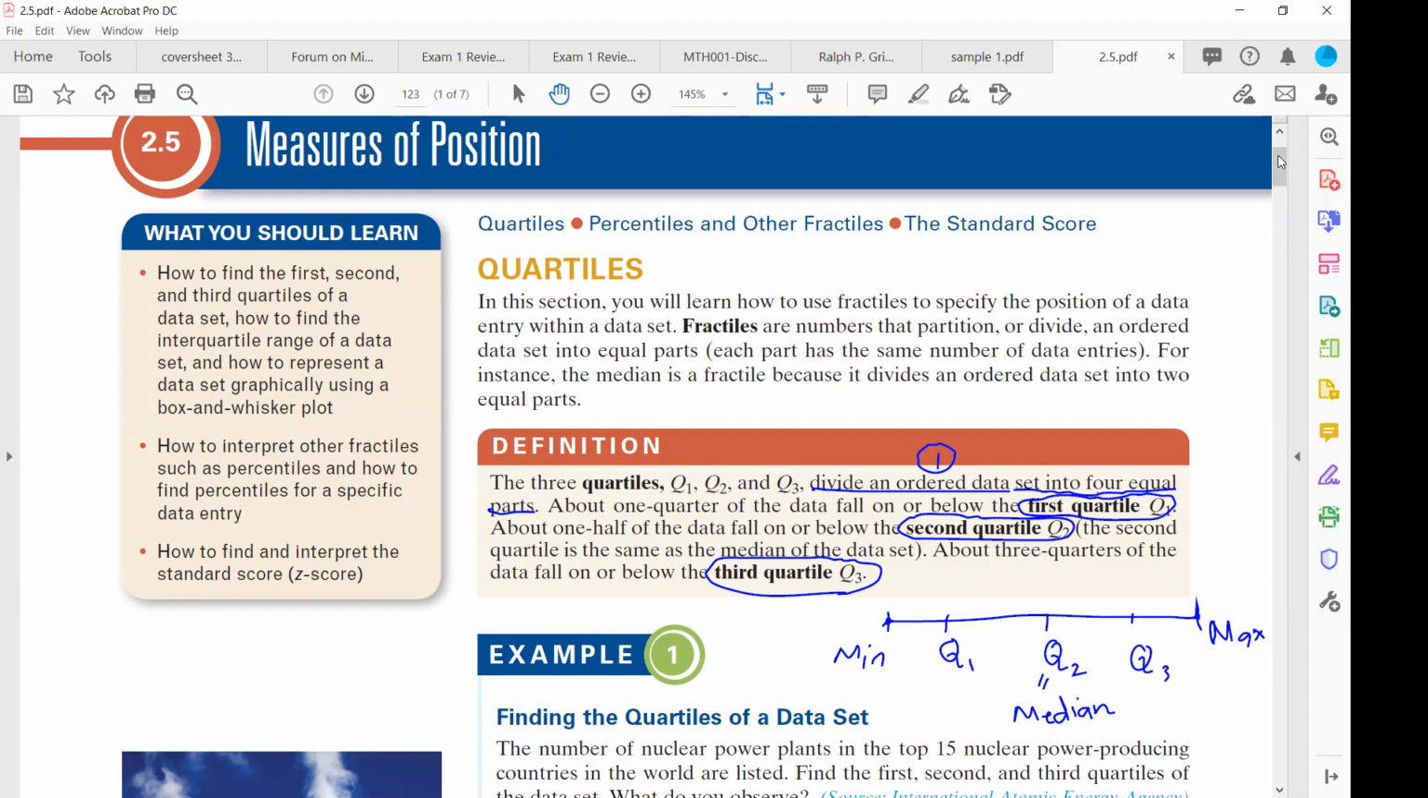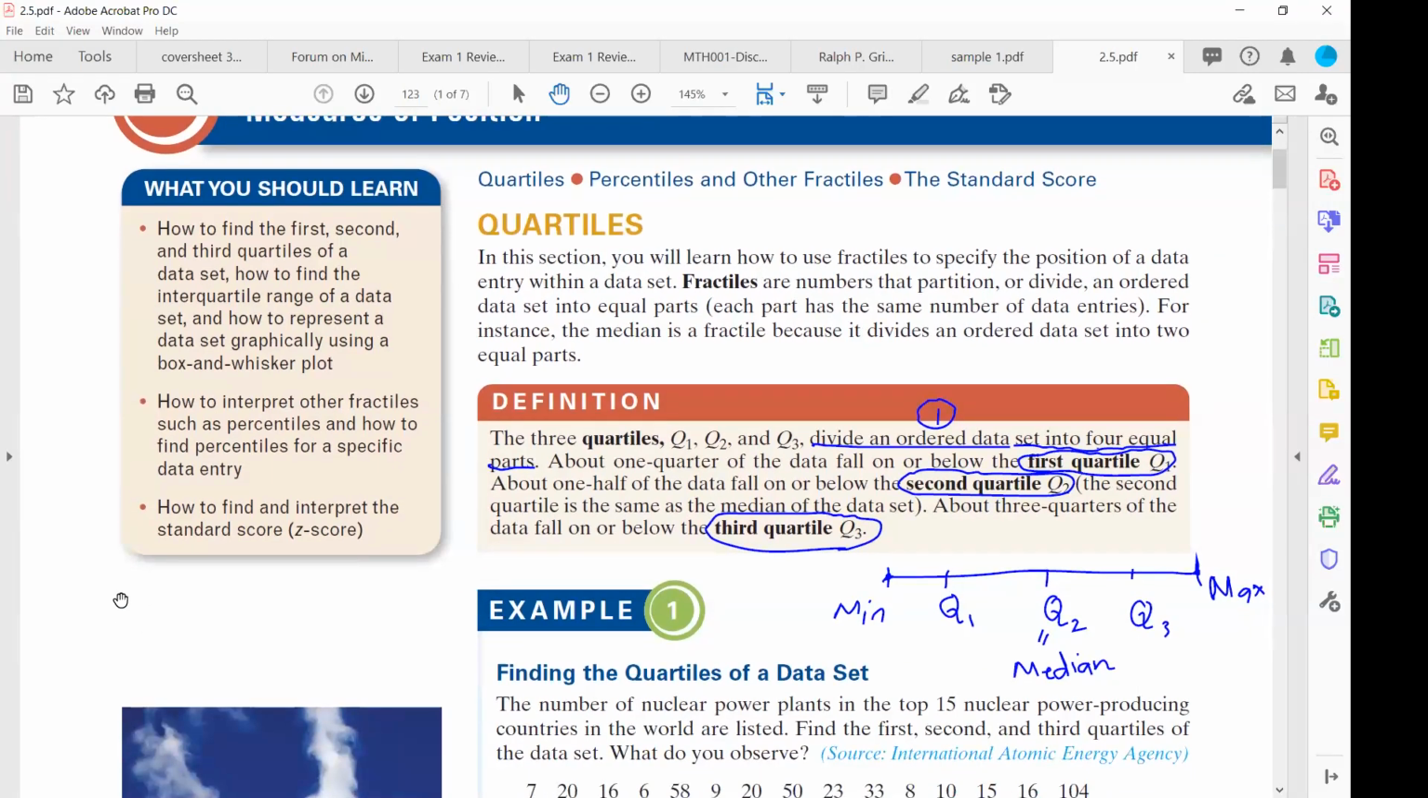Remember the definition of median? Median is the measure of center, which is in the middle of your data. Q sub 2, the second quartile, is always the median.